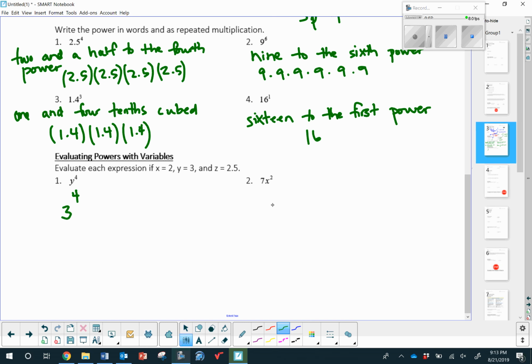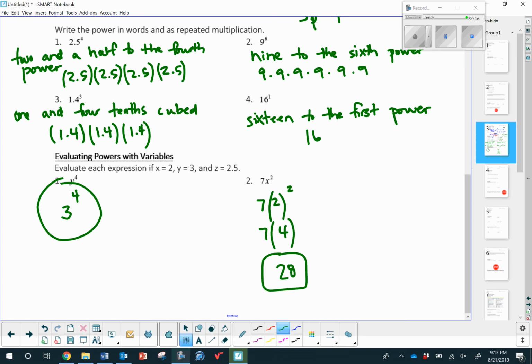Here, I have 7 times 2 squared. I am only squaring the 2 because order of operations tells me to do exponents first. So this is 7 times 4, which then we know as 28. If you would like to figure out what 3 to the 4th power is, by all means, go for it.